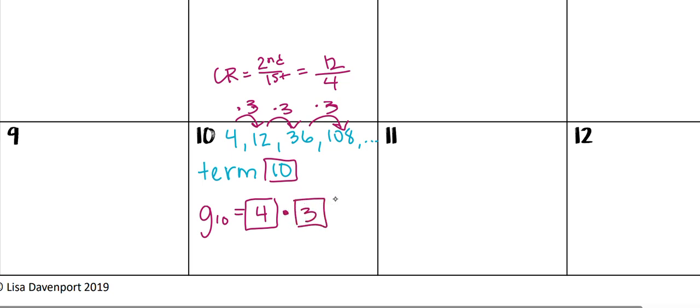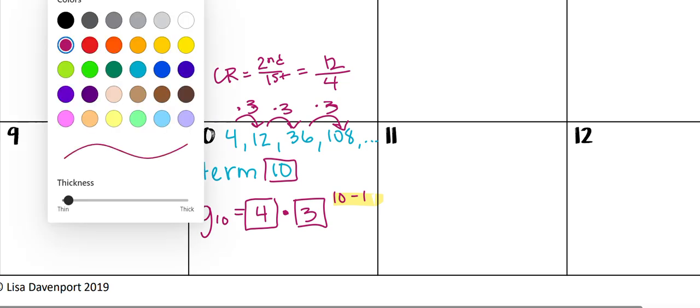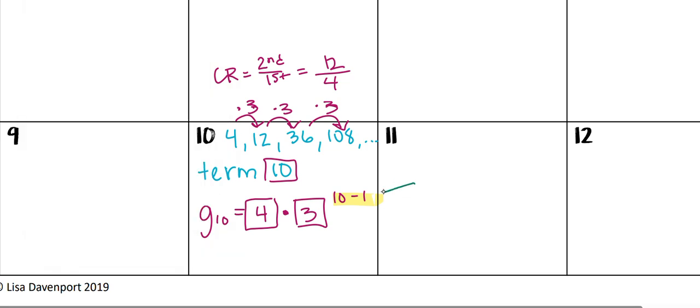And this is the part where we have 10 minus 1, but 10 minus 1 is an exponent. It's super, super important to understand that. Before we didn't have an exponent, but this time right here, this is an exponent.